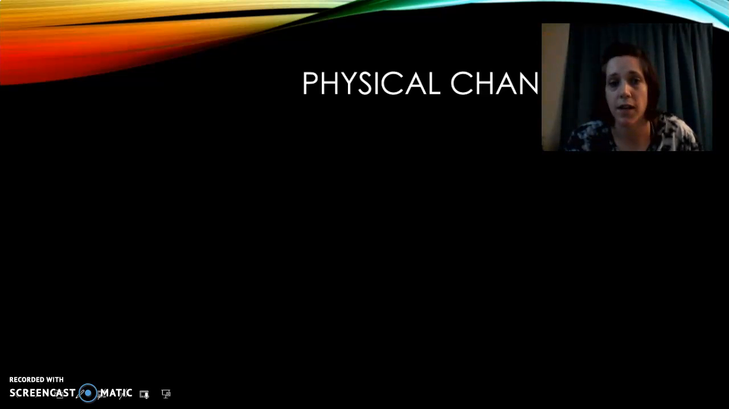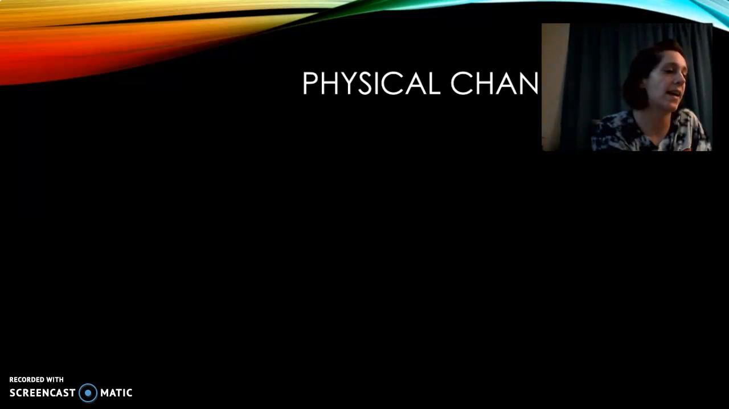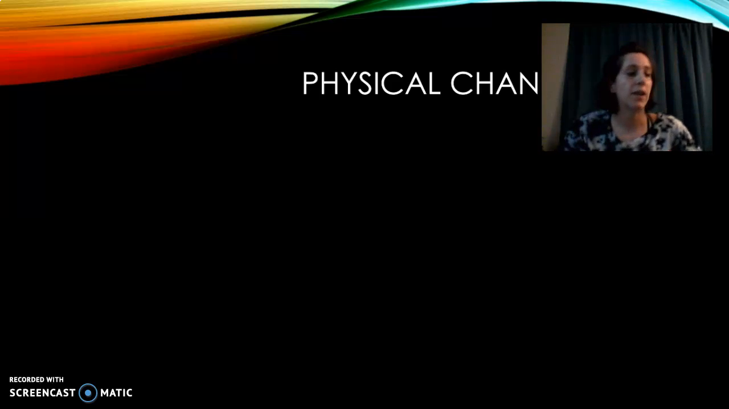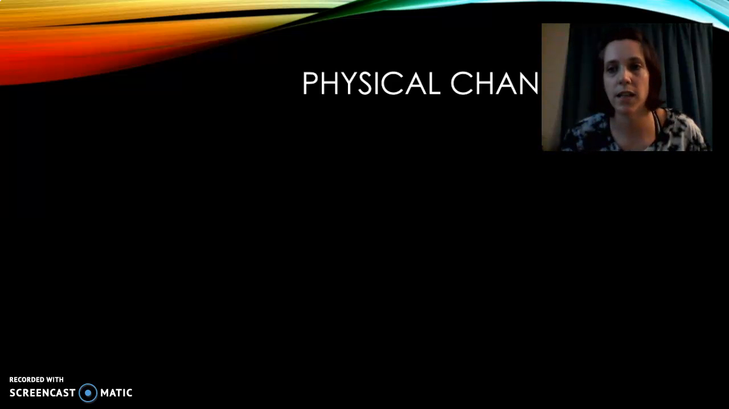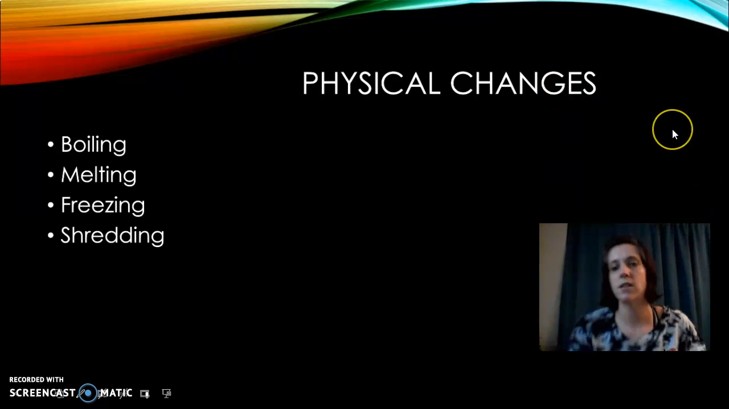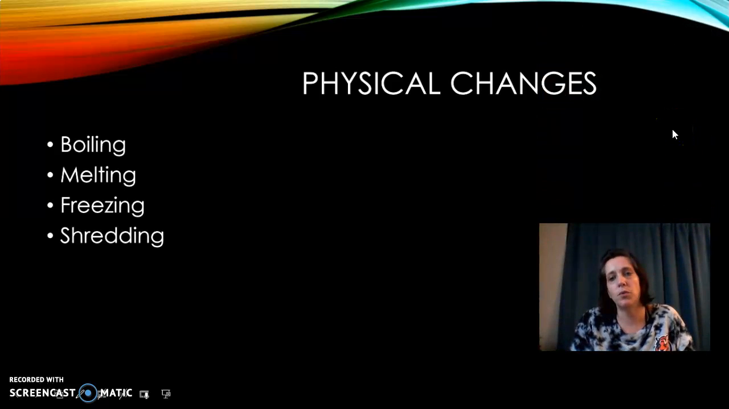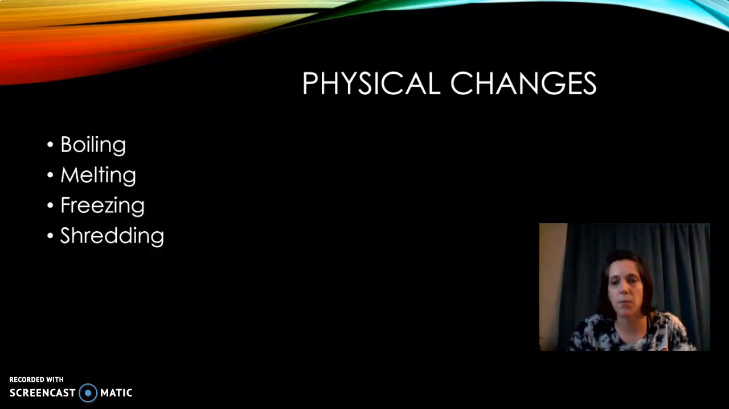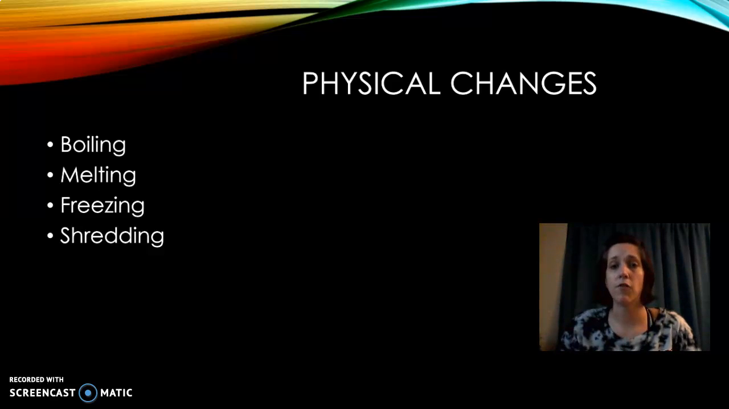Well, a physical change is going to be a change that affects the form of a substance, but not its physical composition. So a really good example of a physical change is weight loss. After you lose weight, you are still the same person. You haven't changed anything but your body composition. So that's a really good example of a physical change.